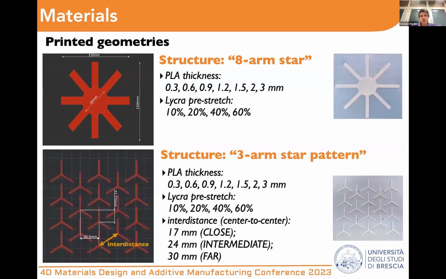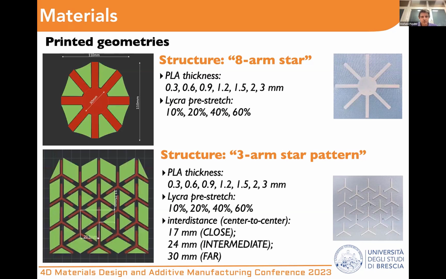So for this reason, two specific geometries were investigated, a single 8-arm star structure and a multiple 3-arm star pattern. This was done in order to take advantage of and convey a large portion of stretched textile surrounding the printed areas in order to have the morphing effect. Both structures were realized for various levels of the PLA thickness and of the textile pre-stretch. In addition, for the 3-arm star pattern, the mutual interdistance of the repeating element was also varied in order to control the final shape.